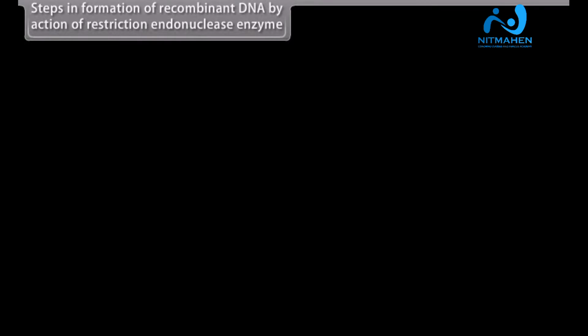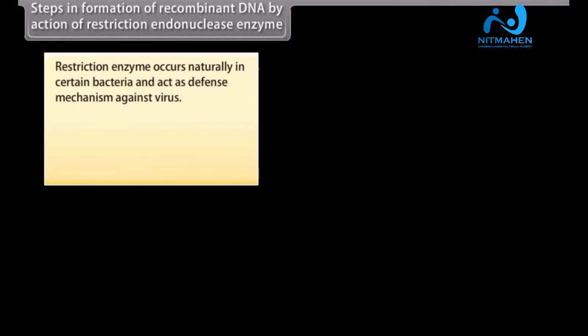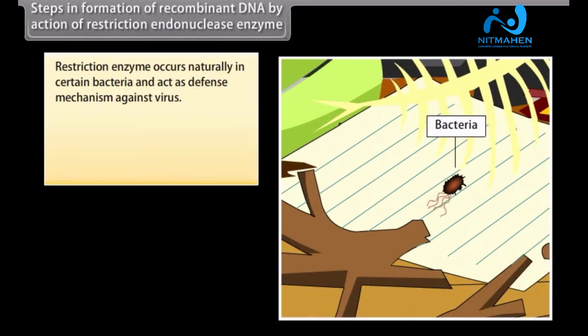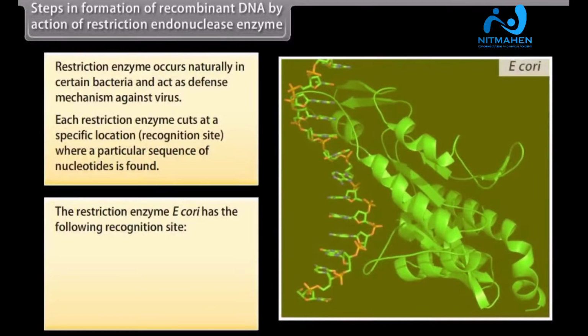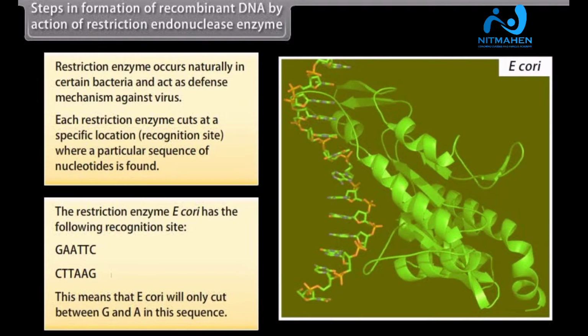Steps in formation of recombinant DNA by action of restriction endonuclease enzyme. Restriction enzyme occurs naturally in certain bacteria and acts as a defense mechanism against virus. Each restriction enzyme cuts at a specific location, recognition site, where a particular sequence of nucleotides is found. The restriction enzyme E. coli has the following recognition site: GAATTC, CTTAAG. This means that E. coli will only cut between G and A in this sequence.